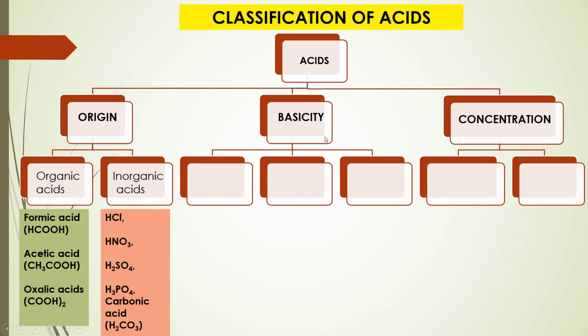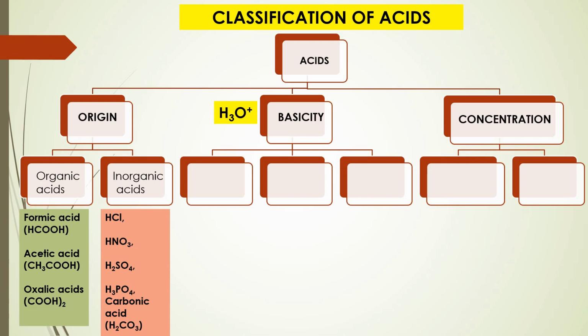Now let us classify acids based on their basicity. First of all, what do we mean by basicity? Basicity means the number of hydronium ions that can be produced by ionization of one molecule of acid in its aqueous solution. It means how many hydronium ions one molecule of an acid produces.